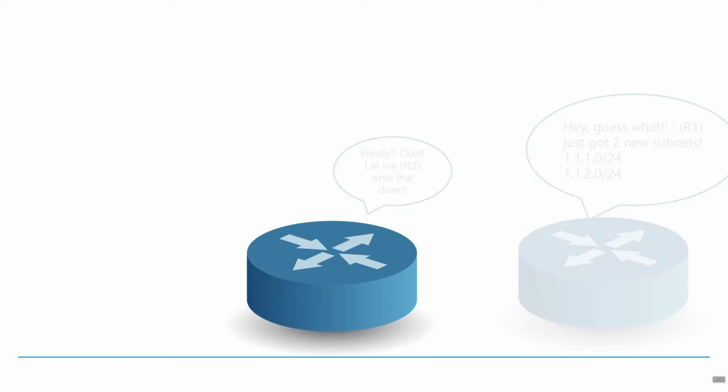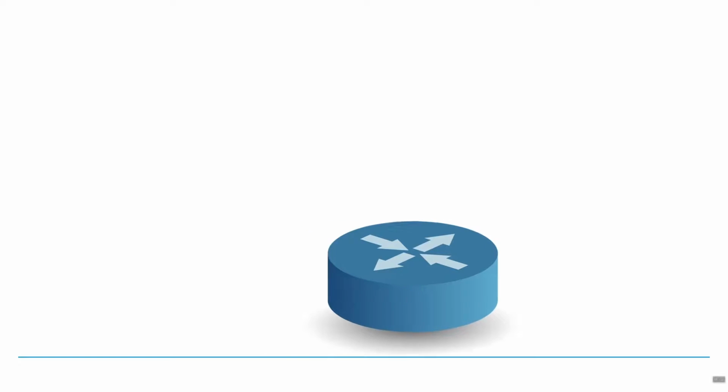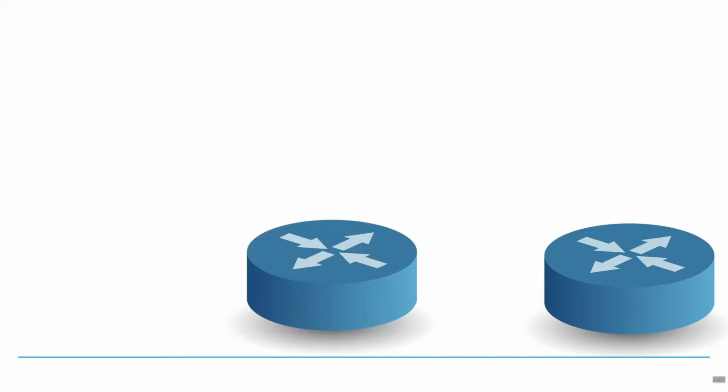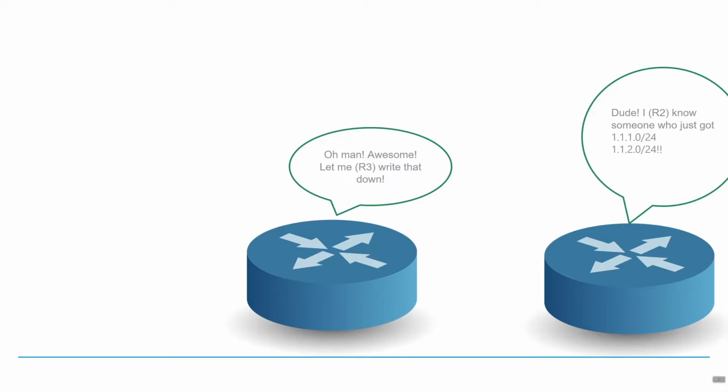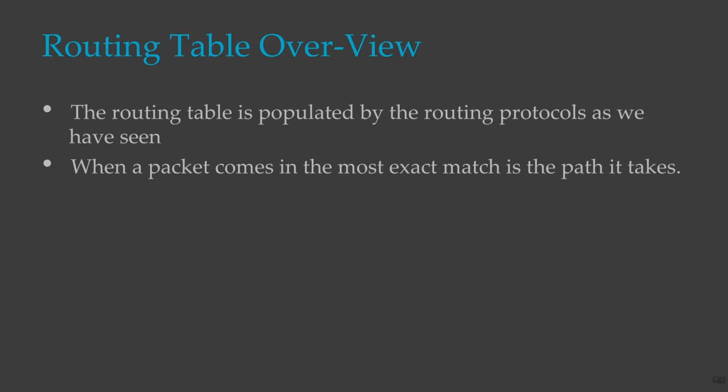At which point, router 2 now has that in his routing table, and he goes over and starts telling his friends. So router 3 is connected to router 2, and router 2's saying, hey, I just know someone who got those 2 new subnets. And router 3 also puts that in his routing table. And it just continues on like that until the entire network knows about those 2 new subnets. So that's how the routing table is populated.